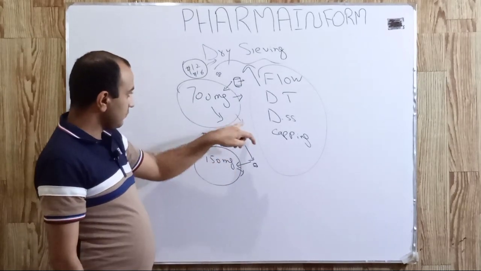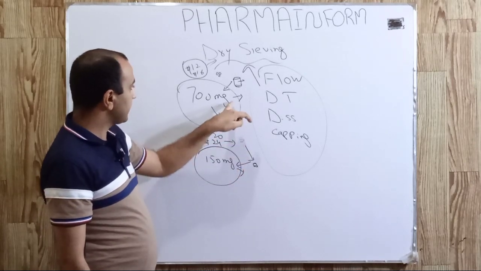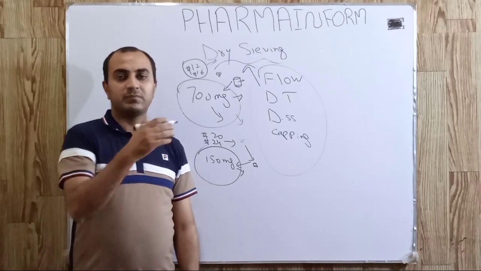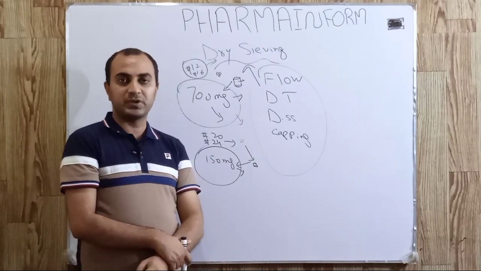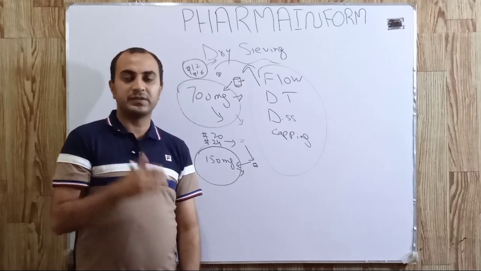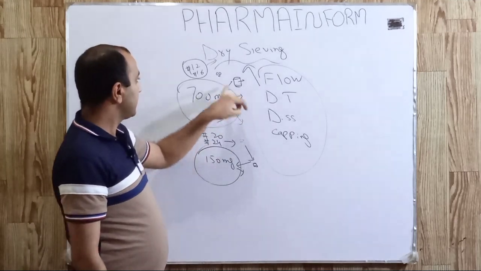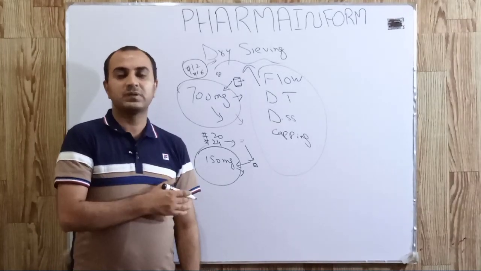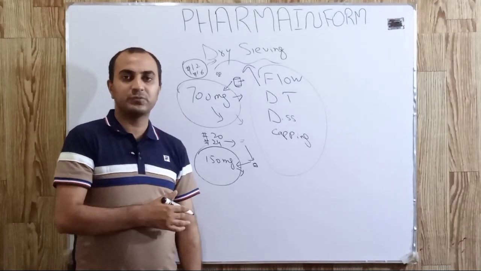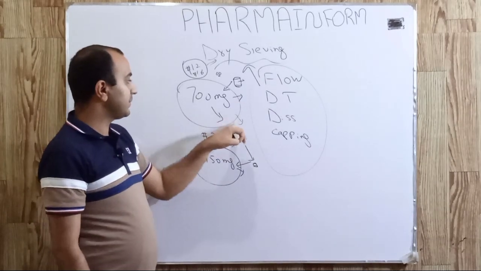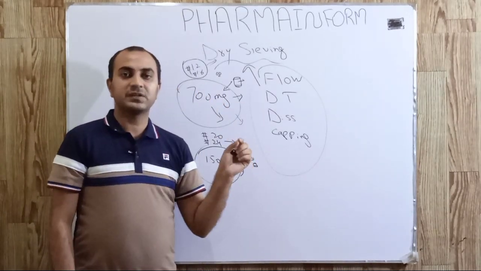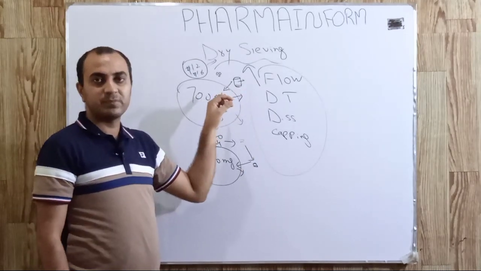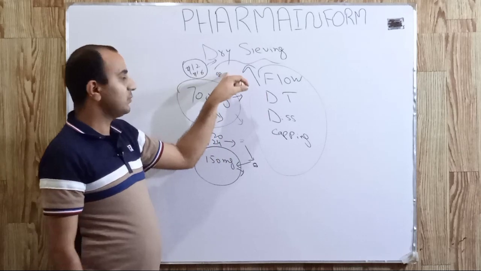And if by using a small size sieve our flow is not disturbed, we can easily use small size granules for the large size tablets. I hope this step is clear. One main thing is tablet weight. For easy die filling, for large size tablets we use large size granules.